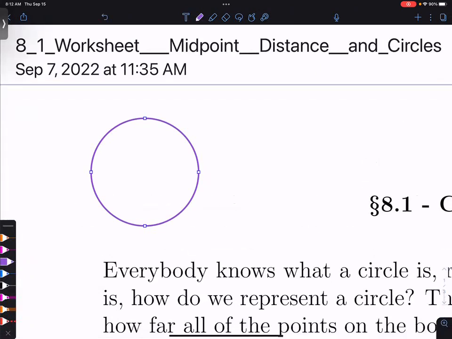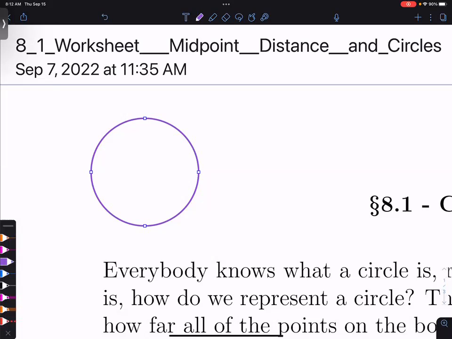Why not? Doesn't pass a vertical line test, right? Wouldn't pass a horizontal line test either. So not a function, certainly not one-to-one either. So we're setting that aside for the moment, and again dealing with circles.